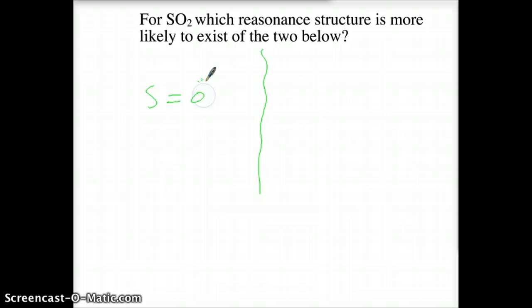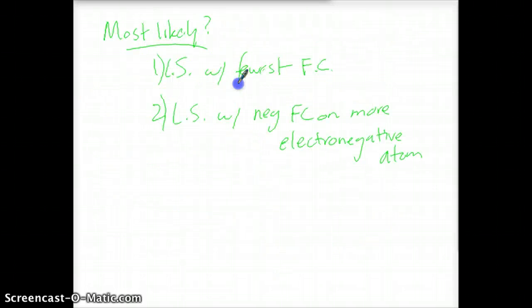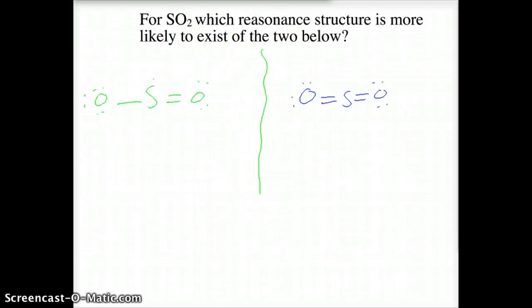One that looks like this, and one that looks like this. How do we know which one is more likely to exist? Well, we have to apply that logic from before. We want to figure out the formal charge on each atom and see the structure with the fewest formal charges. And then if there are charges, find the Lewis structure with the negative charge on the more electronegative atom. So let's do that. Let's figure out the formal charge on each atom.